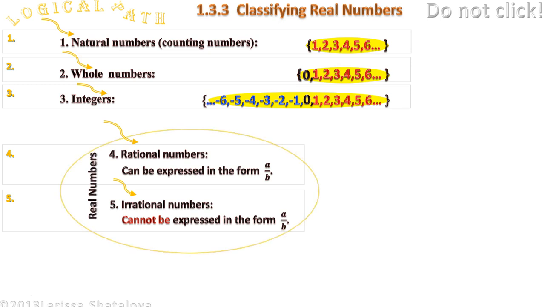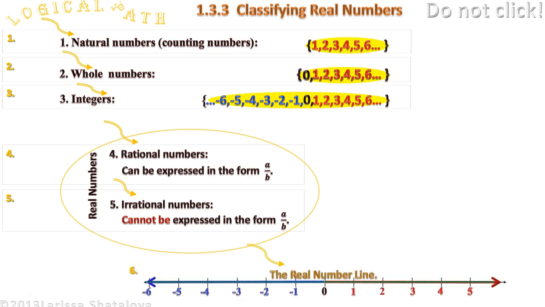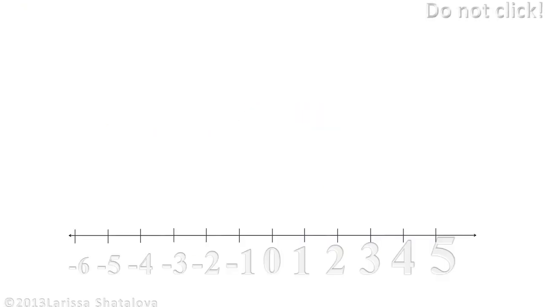This is why we can call it the real number line, where we can show all different numbers. We are going to learn how to classify real numbers. But first of all, let's talk about vocabulary.